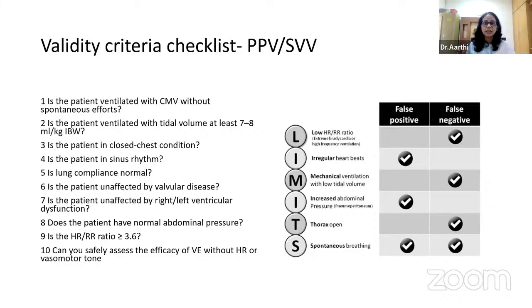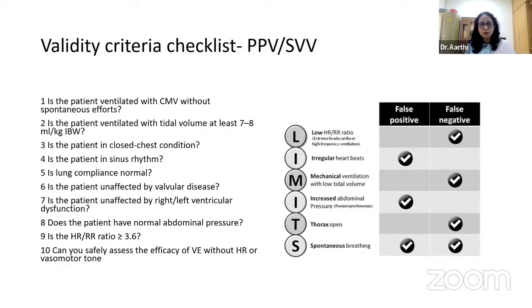And patients with valvular heart diseases should be excluded. We assume that the right and left ventricular functions are synchronized and coordinated, and that abdominal pressure is normal as well. So these are all the validity criteria, the checklist where the pulse pressure variation or the stroke volume variation reliably predicts the cardiac output.